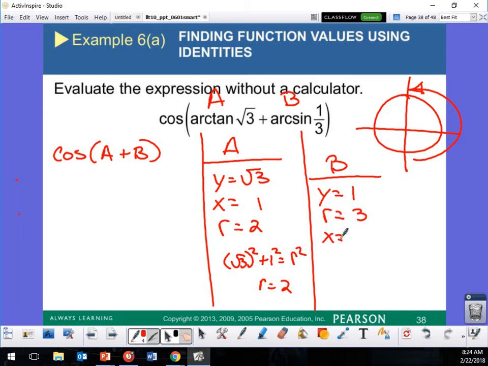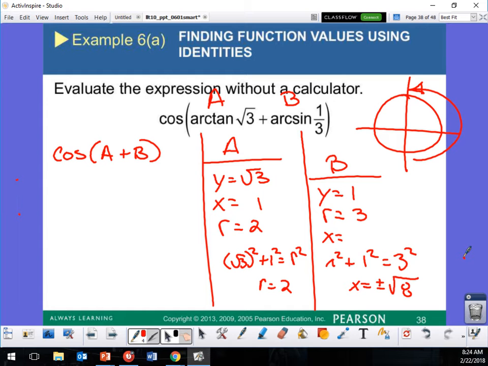So my x value is missing, so I have x squared plus 1 squared equals 3 squared. So that's going to be 1 and 9, so 9 minus 1 is 8. x equals plus or minus square root of 8.